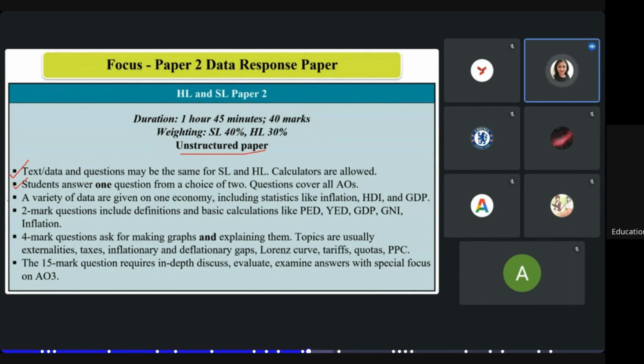The structure of the paper 2 is such that they give you a very in-depth profile of an economy. They'll talk about microeconomic concepts. They'll talk about something related to global economics. They'll relate it to macroeconomic policies. And they also give you statistics. Usually 2 tables are given for each economy. They give you a variety of data. That data is your magic wand. You need to use that data in your answers. It's not given there without a reason.